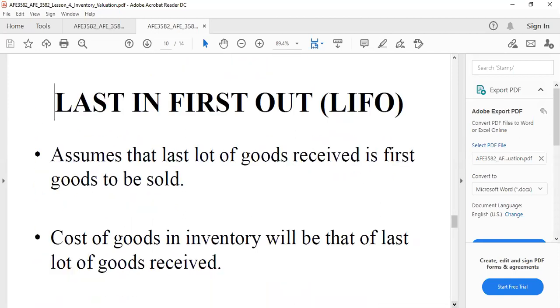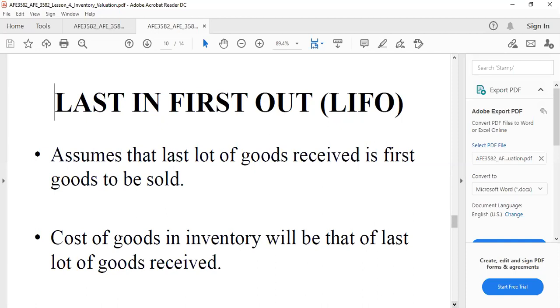So we have last in, first out. Last in, first out simply means that what came in last should be sold out first. So if you bought inventory yesterday and then you bought another inventory today, what you sell out first is the inventory that came in today. That's what came in last. And then from there, that's when you can sell out the inventory that came in yesterday.